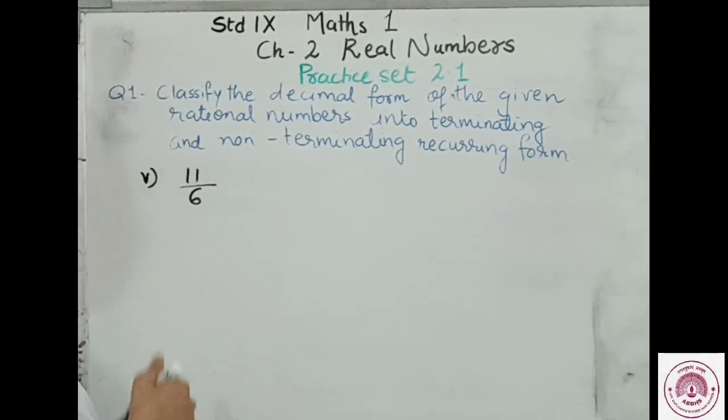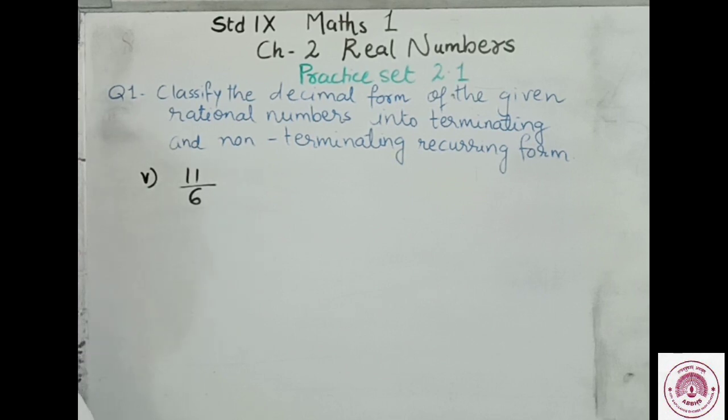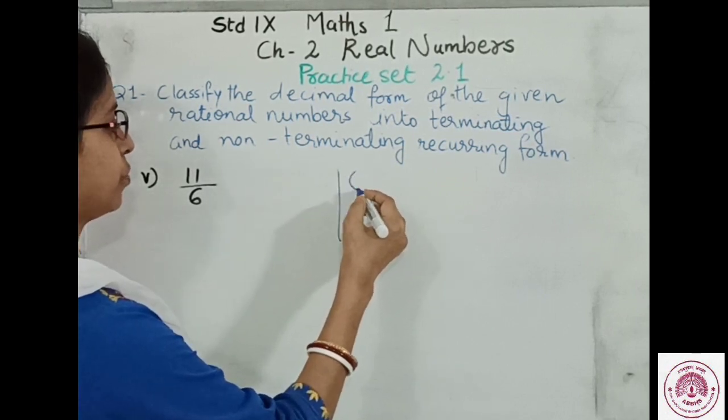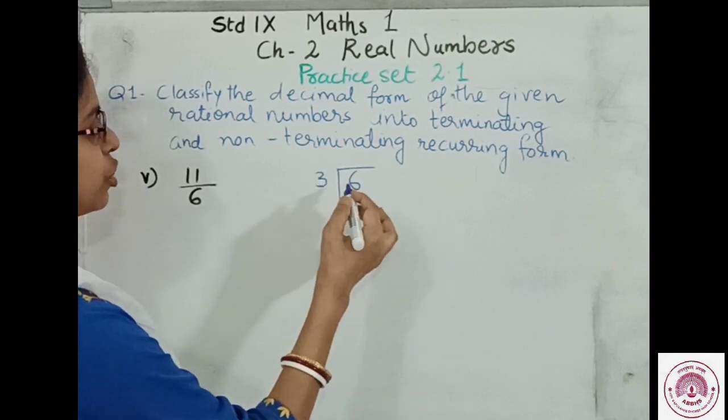Let's take one more sum. This is sum number 5, 11 upon 6. Let's find out the prime factors of 6. We can divide it by 3: 3 twos are 6, and then 2 ones are 2. So the prime factors of 6 are 3 and 2. We can write 6 as 3 multiplied by 2. Now here the denominator has a prime factor other than 2 and 5, that is 3.